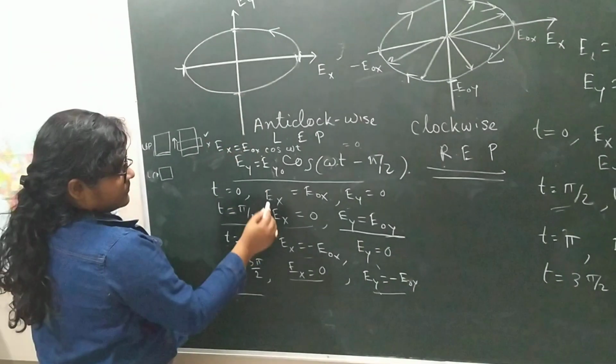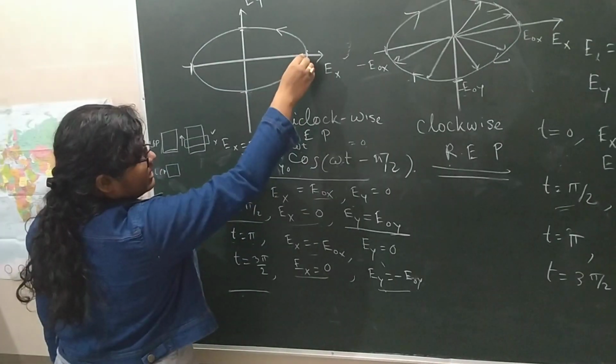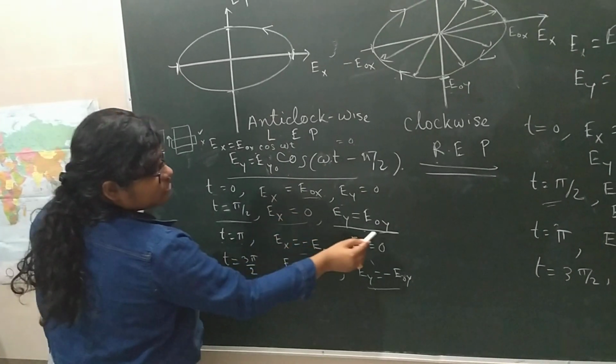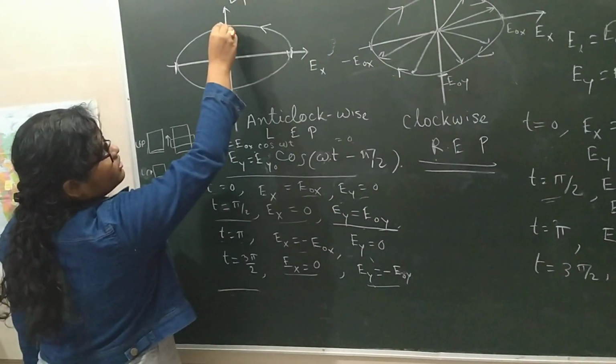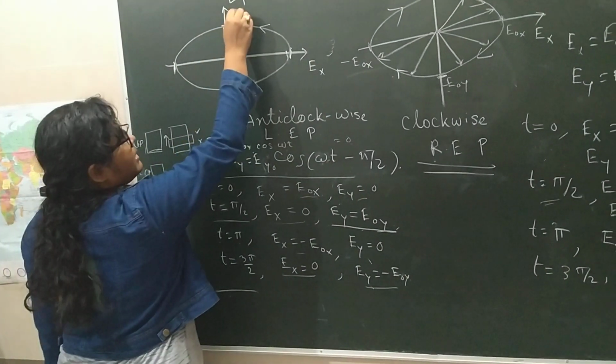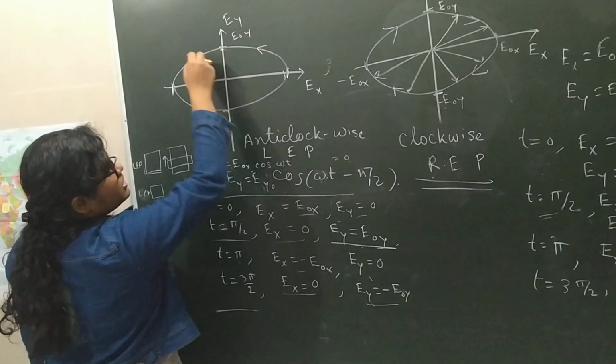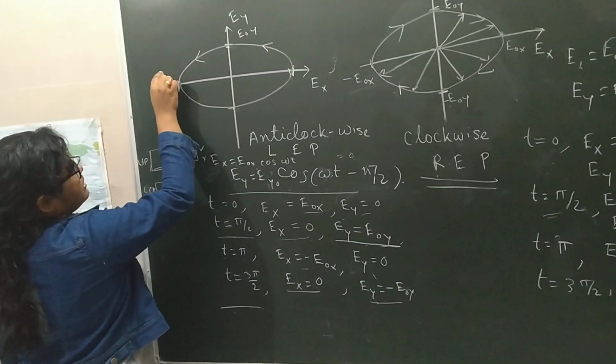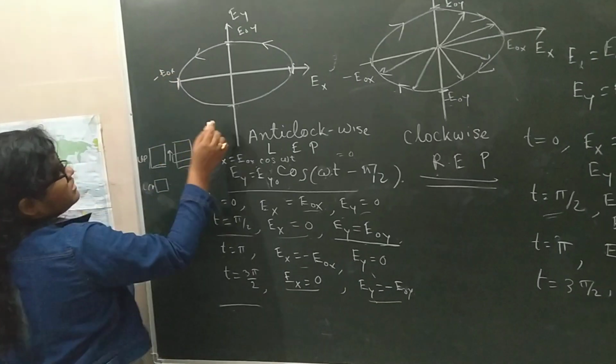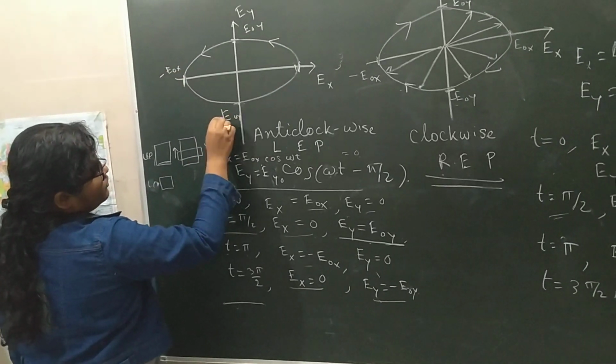So you see here, the electric field is E naught x at t equals 0, then plus E naught y at t equals pi by 2. So this is plus E naught y. So here the rotation is clockwise rotation. This is minus E naught x. This is minus E naught y.